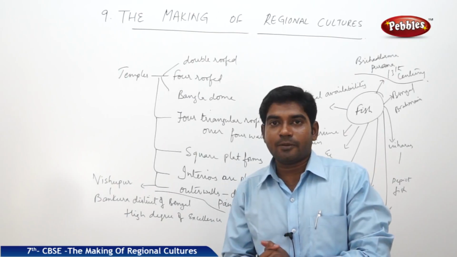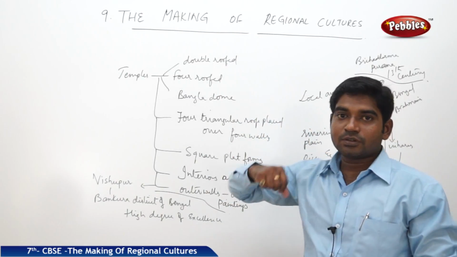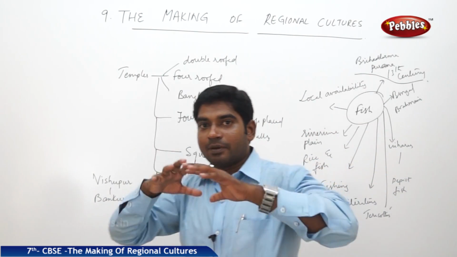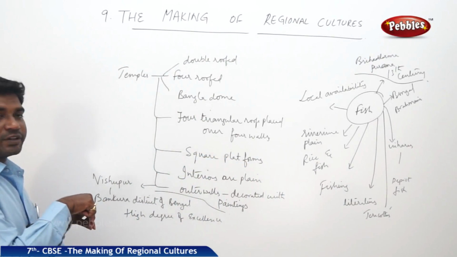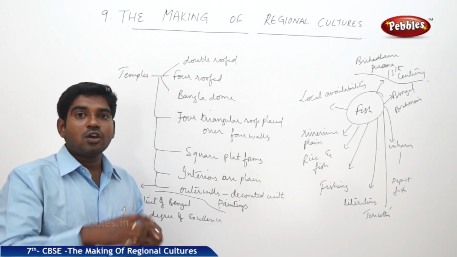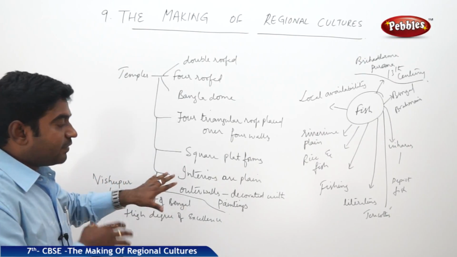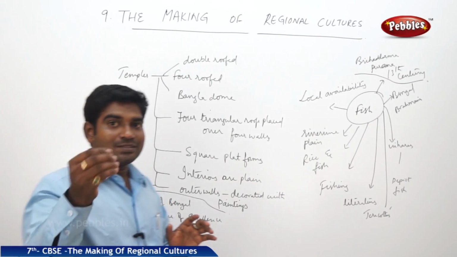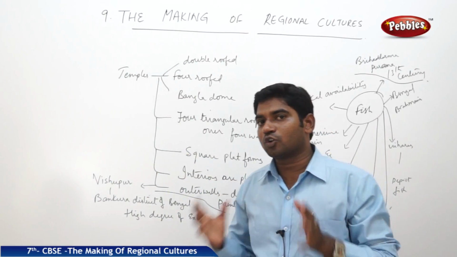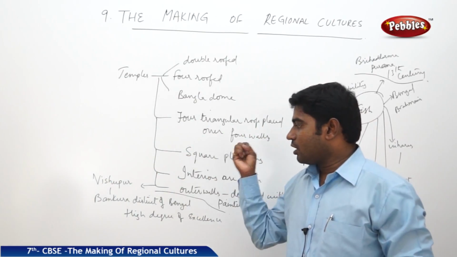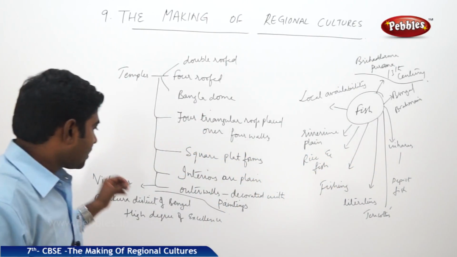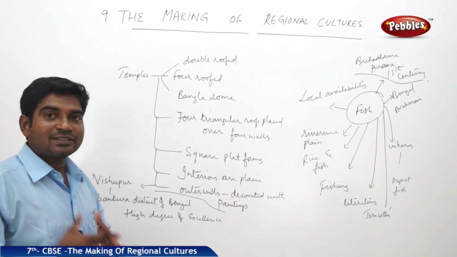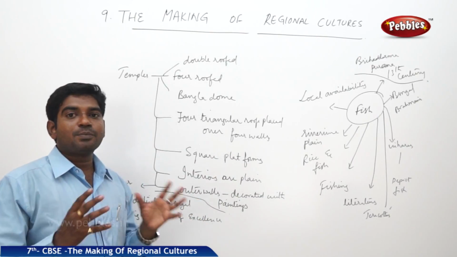So the temples of Bengal are constructed in the double roofed, four roofed, or in the shape of the Bengal dome. Then the four triangular roofs are placed on the four walls constructed. Generally the construction of the temple is done on a square platform. Then the interiors are generally plain, while the outer walls are decorated with paintings. One such good example where excellent paintings are done on the outer walls is the temple at Vishnupur of the Bankura district of West Bengal, an excellent example of the highest degree of excellence in the outward painting, or how the temple has been decorated.